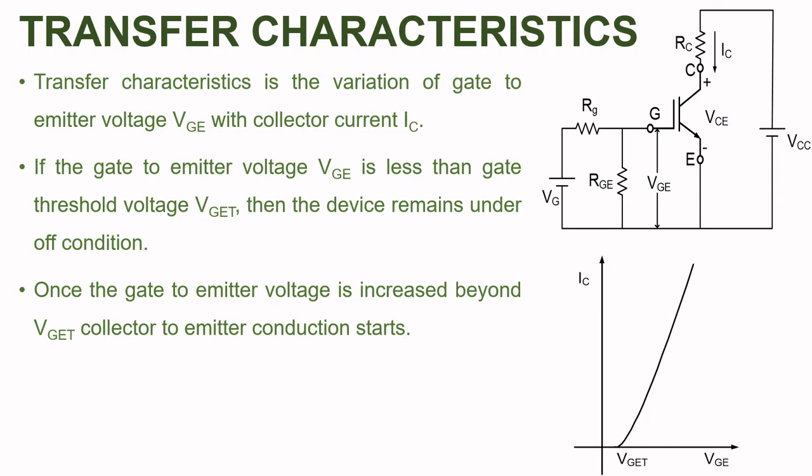This can be seen from the graph shown. Here we can see that when the gate to emitter voltage is smaller than VGET, then the collector current is equal to 0. That means the conduction is not going on. But when the gate to emitter voltage becomes higher than VGET, then the collector current goes on increasing linearly with the value of gate to emitter voltage.